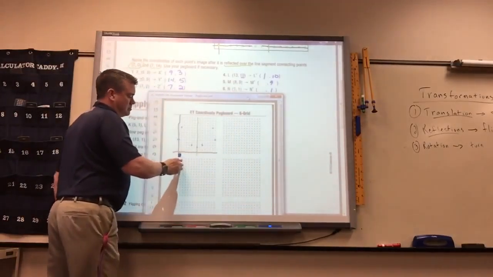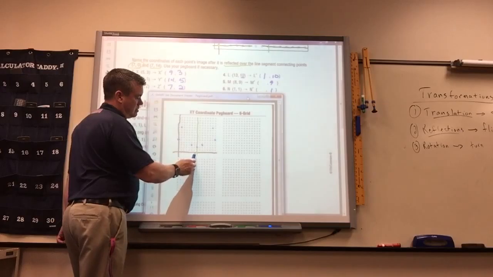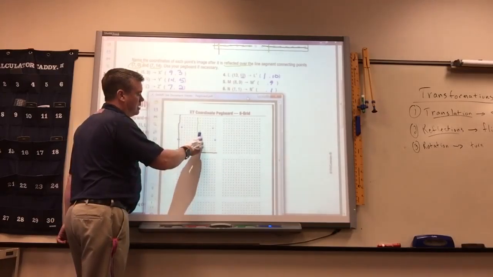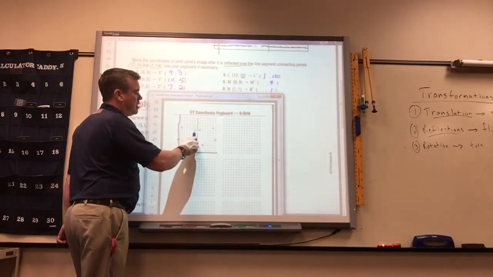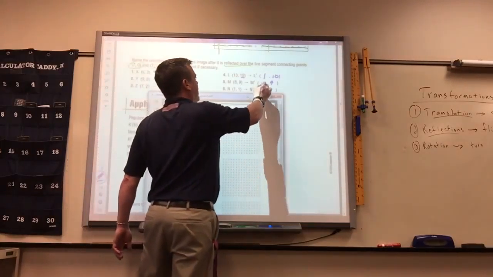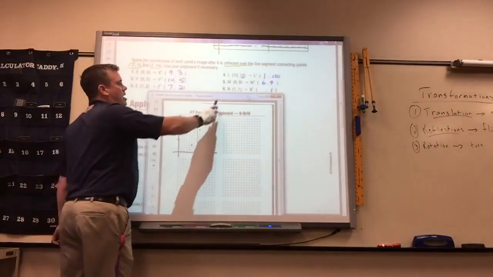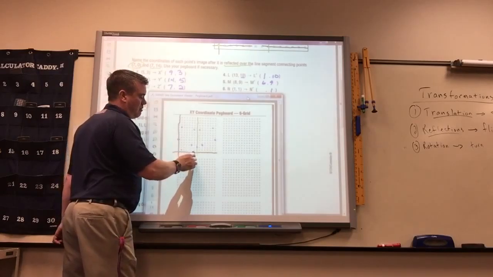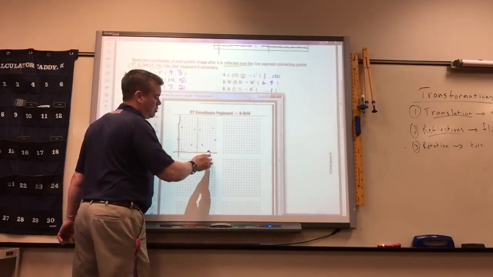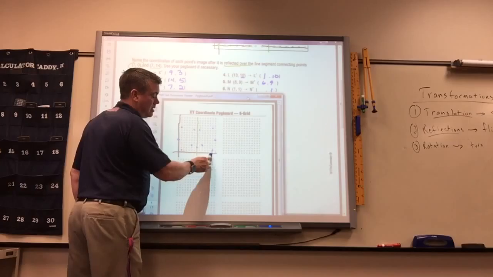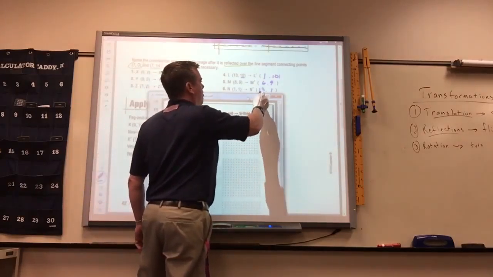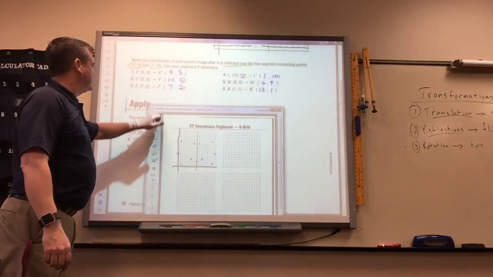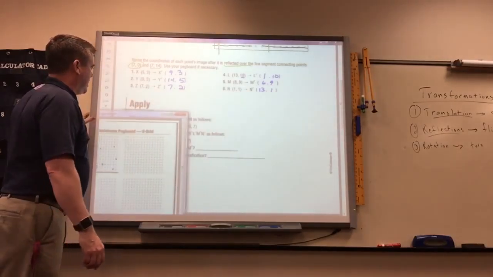8 over 9 up is right there, so I would flip to 6 over 9 up. And then 1 over 1 up is right there. 14, so it's 1, 2, 3, 4, 5, 6. 1, 2, 3, 4, 5, 6. It's 13 over 1 up. Connect the dots.